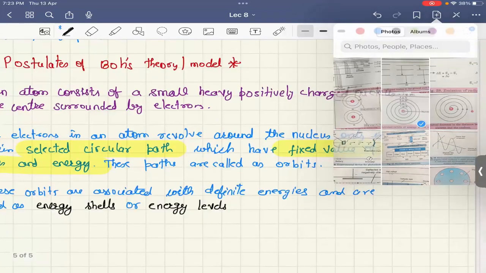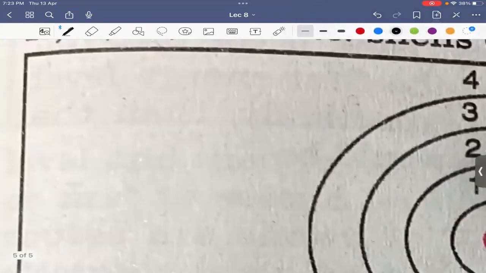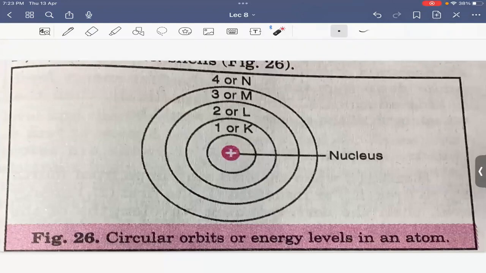Okay. So what was the problem with Rutherford? With Rutherford, we had that electrons should continuously lose energy and finally collapse onto the nucleus. But as per Bohr's model, the electrons do revolve around the nucleus and they do follow a circular path. However, the energy levels are not continuous. That means an electron, let's say this is an electron moving in this orbit, like this, in this direction.